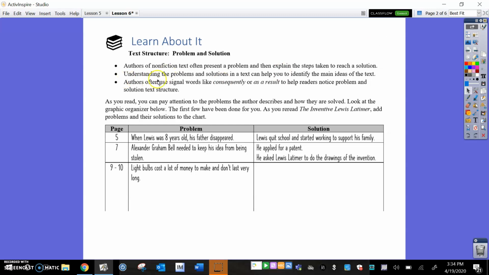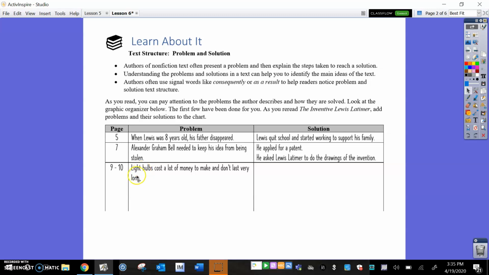So understanding the problem and solution in a text can help you to identify the main idea. And authors also use signal words to help readers notice the problem and solution in a text. So the first thing that you're going to do now, the four of them are done for you, is you're going to go back to the inventive Lewis Latimer, and you're going to be adding some problem and solution. I'm going to do this solution for you, but there's more in your packet that you're going to have to do on your own.